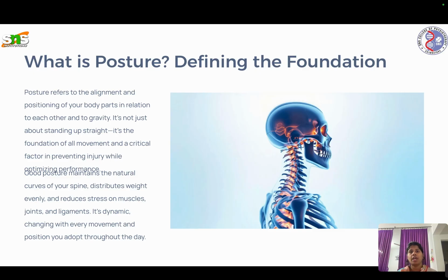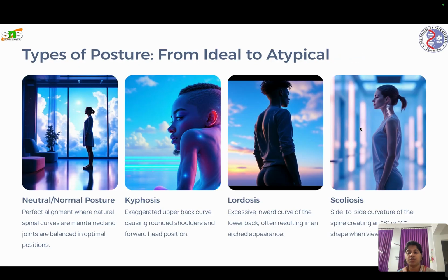Good posture helps in distributing body weight evenly across the joints and muscles. This reduces the unnecessary stress on ligaments and prevents fatigue. On the other hand, poor posture can lead to muscle imbalance, joint pain, and even deformities. Another important point is that posture is dynamic, so it keeps changing depending on what we are doing.